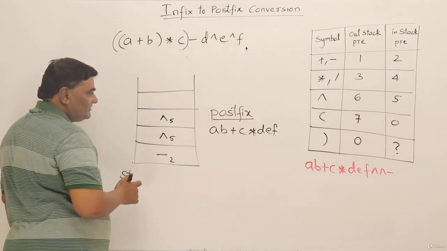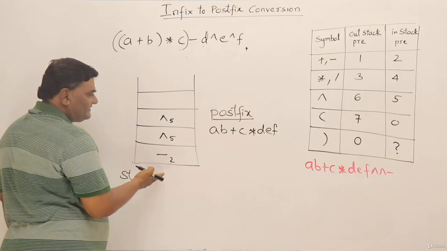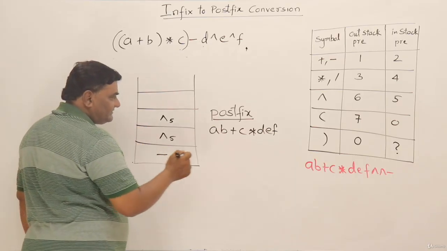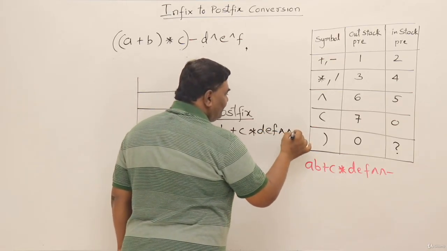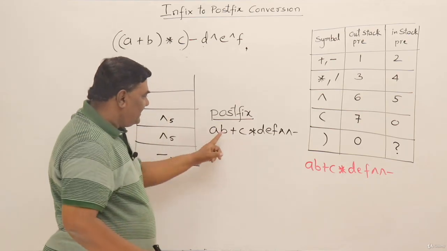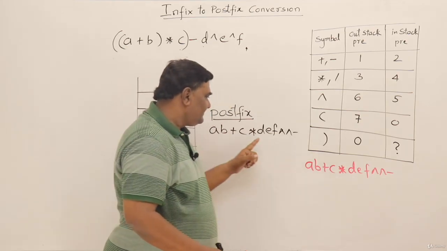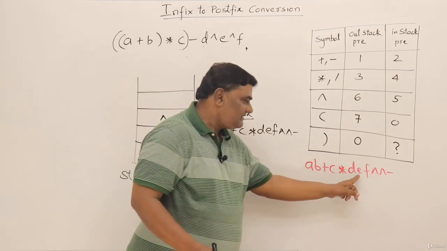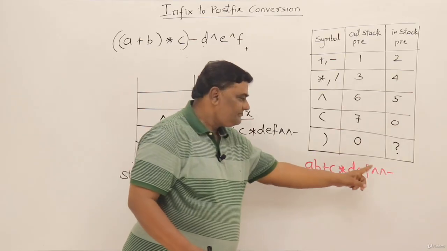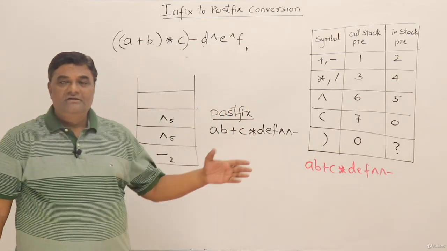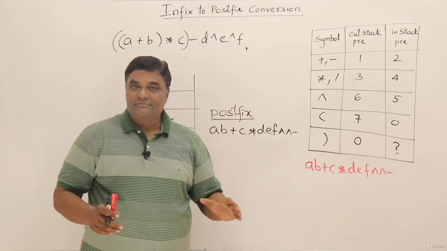End of this expression. Pop out the symbols from the stack. Power, power, minus. AB plus C. Star DEF. Power, power, minus. We got the result. So end of the procedure.